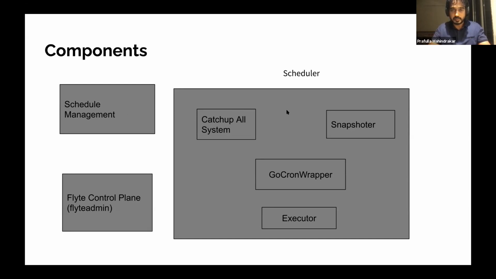The main scheduler portion has multiple subsystems within it, and it uses Flyte's control plane, which is Flyte admin, for creating those executions. So we'll just go over the core pieces of it. The core piece is basically the GoCron wrapper. This is an open source cron library that we are currently incorporating. It's written in Go, and it supports both the requirements that we have for supporting fixed rate and standard cron schedules.